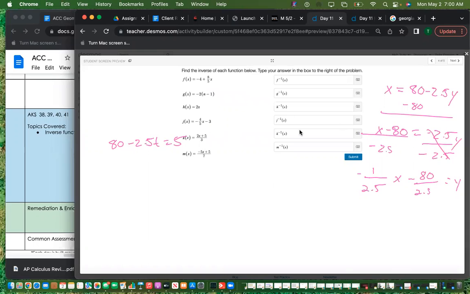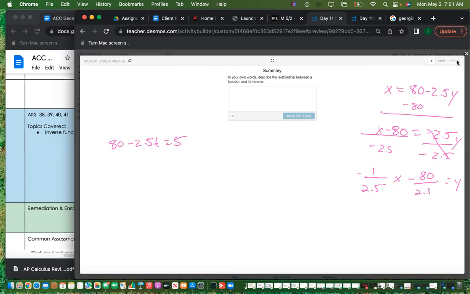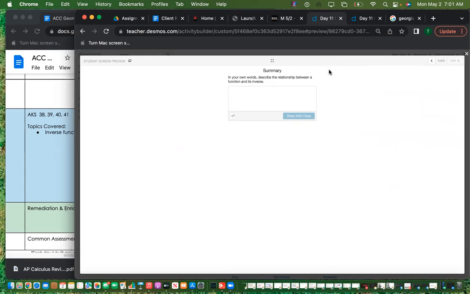Okay, you want to identify the inverse functions for these. So this is how you write the inverse of some function. You're going to switch your x and y and then solve for your y. And then describe the relationship between a function and its inverse.